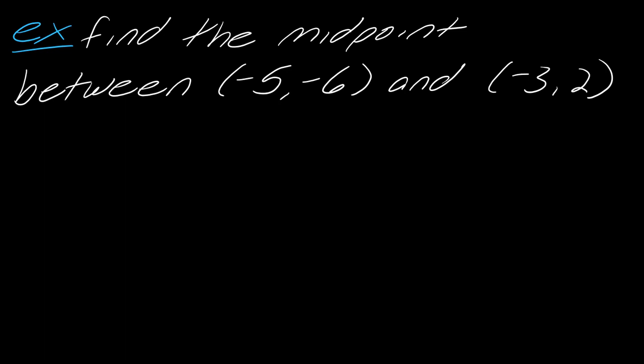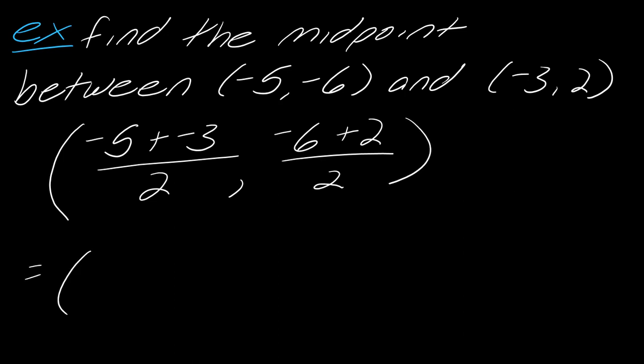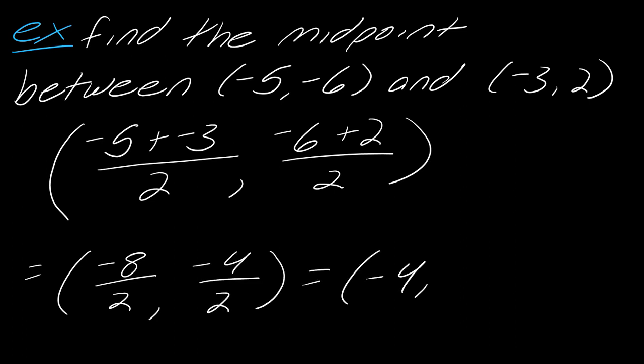So let's find the midpoint between these 2 points. So we've got -5, -6, and -3, 2. Okay, so to set this up, I'm going to have -5 plus -3 divided by 2, and then -6 plus 2 divided by 2. So that's going to come out to -8 divided by 2 and -4 divided by 2, and so that's going to give me -4 and -2. So I think it's pretty straightforward to use.